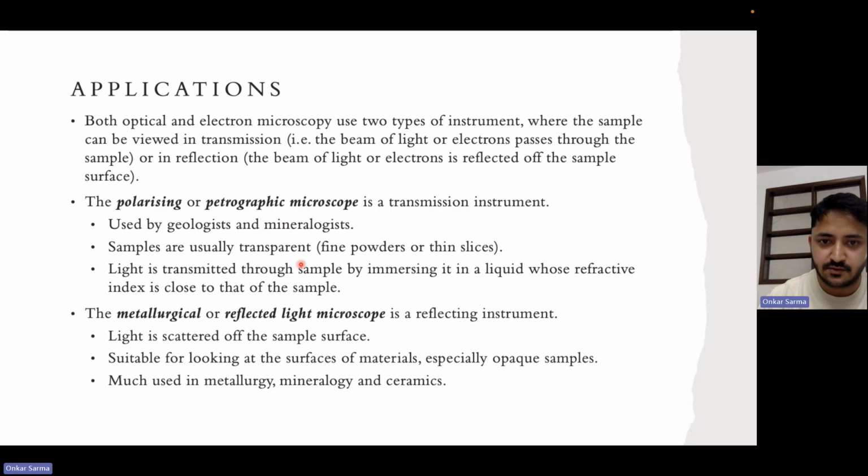Samples are usually transparent, fine powders and small slices, and light is transmitted through the sample by immersion in a liquid whose refractive index is close to that of the sample. And the reflected light microscope is a reflecting instrument, as the name suggests. Light is scattered off the sample, suitable for looking at the surface of material, especially opaque samples, metals, used in metallurgy, mineralogy, or ceramics.